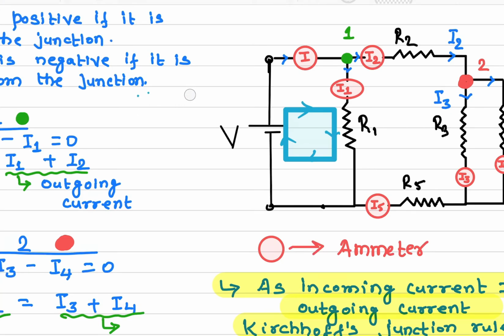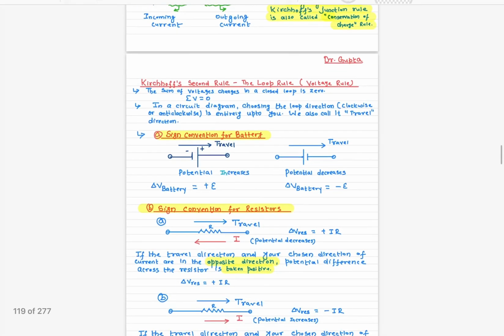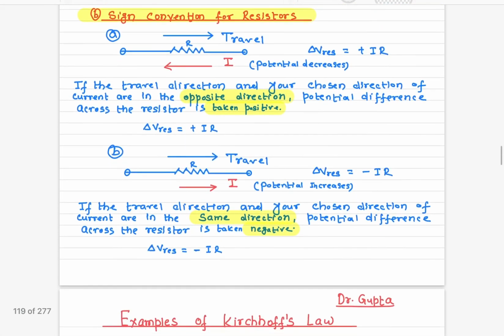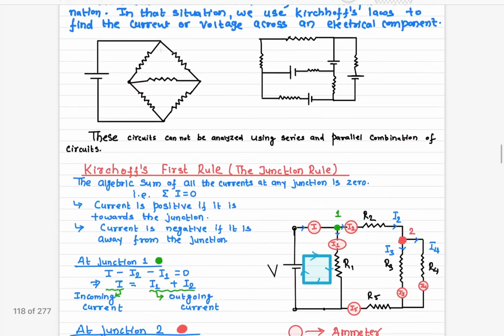So this is it for Kirchhoff's voltage and current loop rules. This is a very simple thing. All you have to do is follow the sign convention.